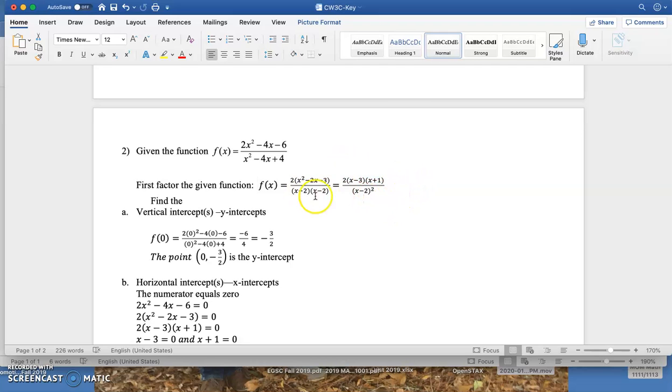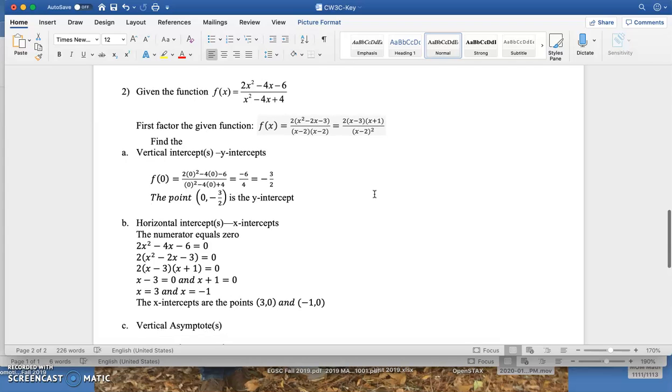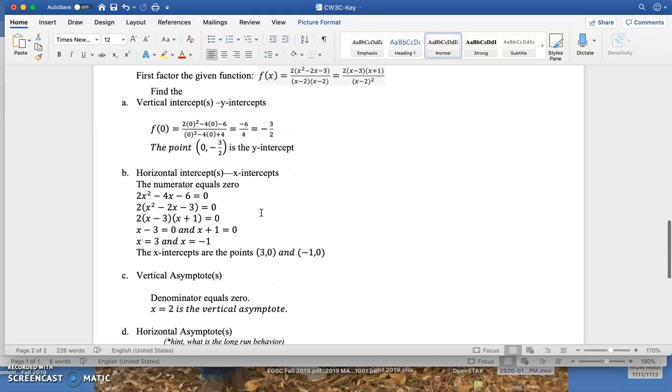The bottom is actually the same factor squared, which kind of affects the graph in that it approaches the same, going the same direction from left and right. Your vertical intercepts, your y-intercepts, everything would be 0. You end up with negative 3/2 or negative 1.5.